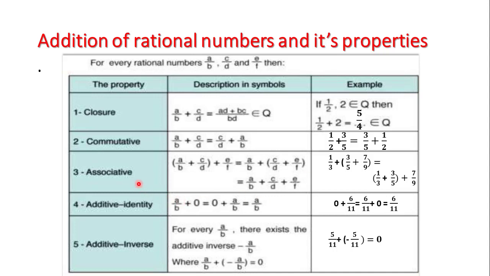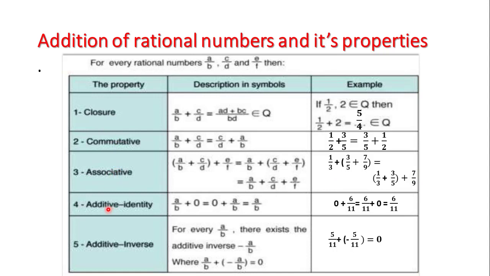Number 3, associative. If you have three rational numbers, you can add the first two numbers, then add the third, or you can add the second and the third, then add the first. The result won't change. For example, if I have 1 over 3 plus 3 over 5 plus 7 over 9, I can add 3 over 5 plus 7 over 9 at first, then add 1 over 3, or you can add 1 over 3 plus 3 over 5, then add 7 over 9. This is the associative. So we have closure, commutative, and associative.